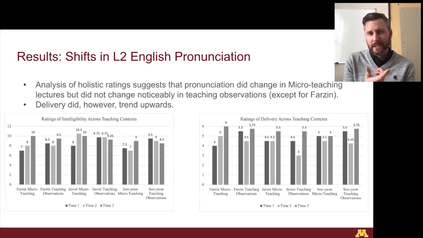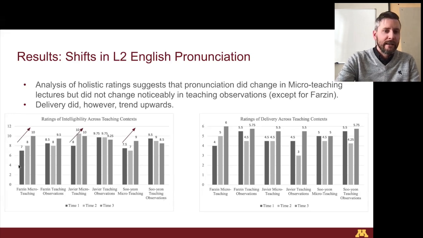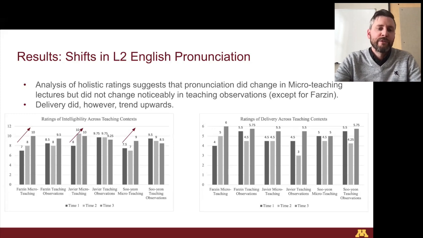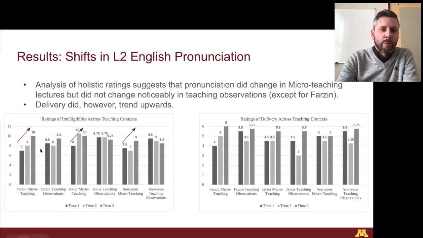So these are the subjective holistic ratings, which are reported as composite scores. So an analysis of the holistic ratings suggests that pronunciation did change for these participants in their micro-teaching lectures, which they carried out in the ITA program as kind of a benchmark assessment, but did not noticeably change as much in teaching observations except for one participant, Farzan. So looking at here, we have our averaged composite scores for intelligibility, which is under language proficiency. We see for each of the participants this upward trajectory that I highlighted with these arrows for the micro-teaching lectures.